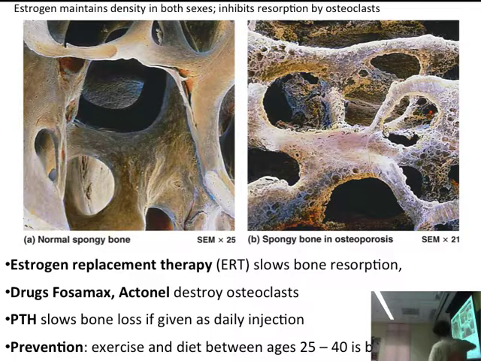There's a number of techniques for dealing with it. Estrogen replacement therapy can slow it down. Drugs that destroy osteoclasts have a lot of problems with them, but none of these are that ideal. Parathyroid hormone can also slow it down if you get it daily, but it has effects on other parts of the body. The best is prevention.